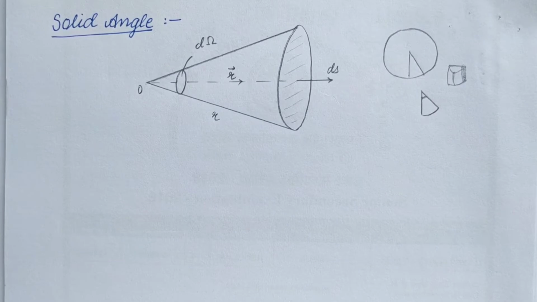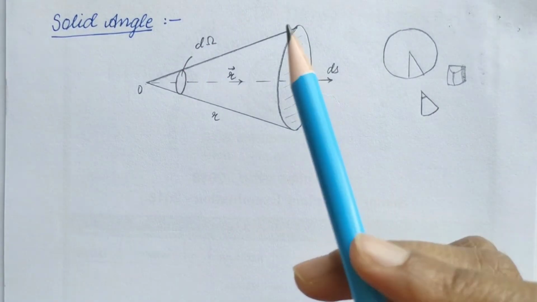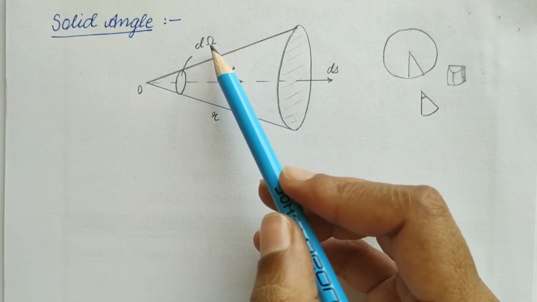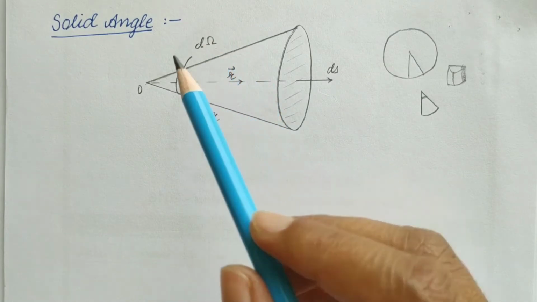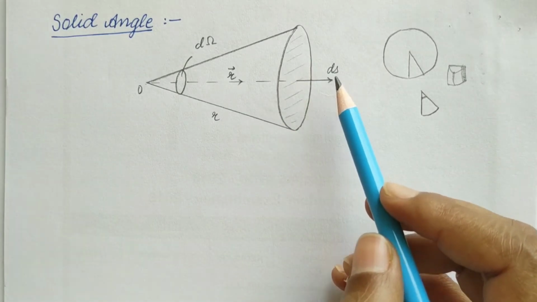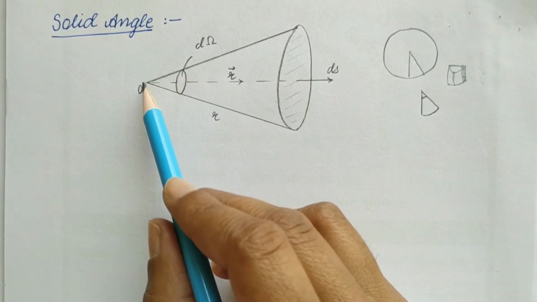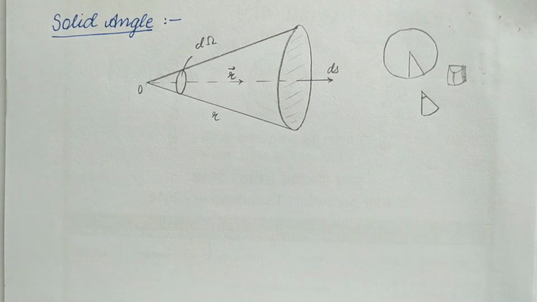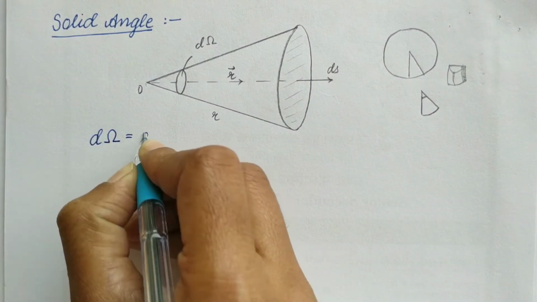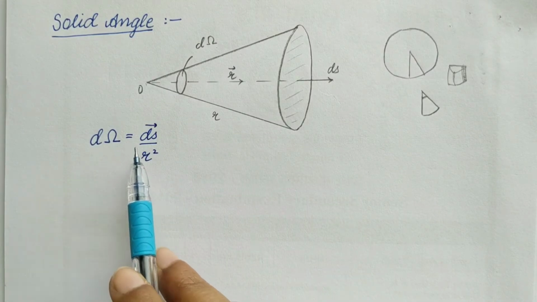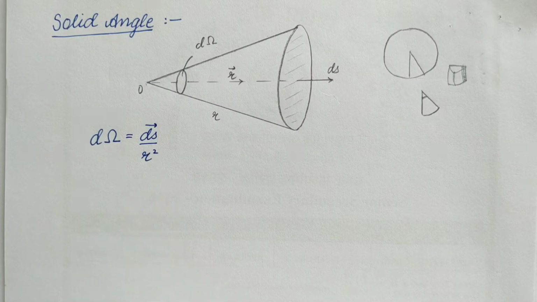So diagrammatically we will show it as this, where this angle is the solid angle, which is represented by d omega. This is the r vector, this is the area ds, and the distance between the point O till the surface is r. So it is given by d omega is equal to ds upon r square.